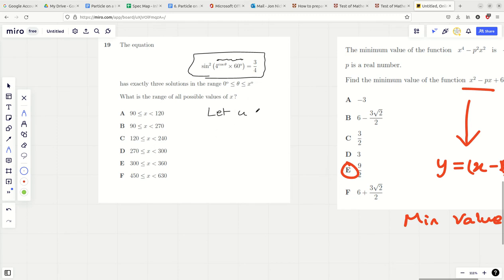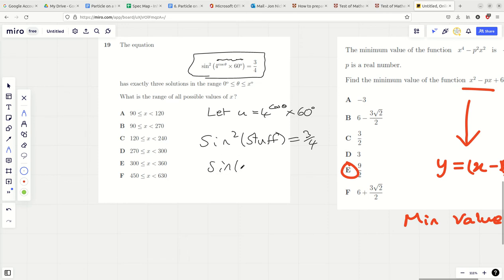I'm going to say let u equal 4 to the cos theta times 60. Actually, I didn't write it out like that. Do you know what I actually said? I was like sine squared of stuff equals 3/4. That's genuinely what I wrote down, because it's just stuff. It's got some value. We can sort that out in a second. Let's just rearrange this first.